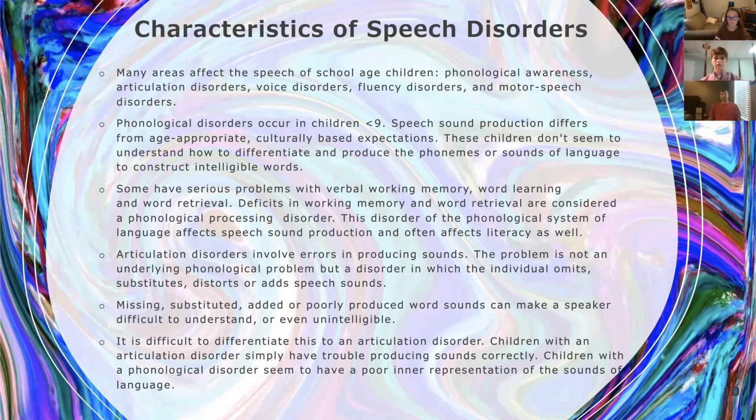So similar to a language disorder, speech disorders have many influencing factors that affect a child's speech. Some of these include phonological awareness, articulation disorders, voice disorders, fluency disorders, and motor speech disorders. Children who have phonological disorders typically struggle to differentiate and produce phonemes. This is often seen in children under the age of 9. Another type of speech disorder is an articulation disorder. Articulation disorders is a disorder in which the individual omits, substitutes, distorts, or adds speech sounds.